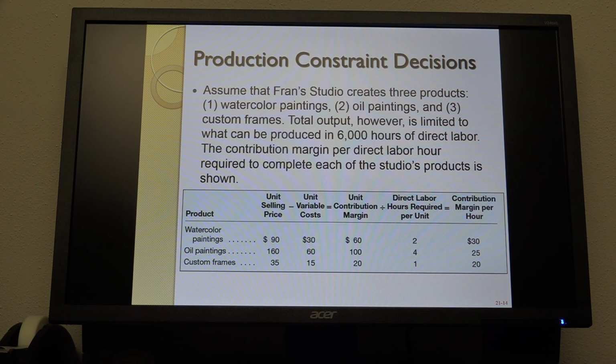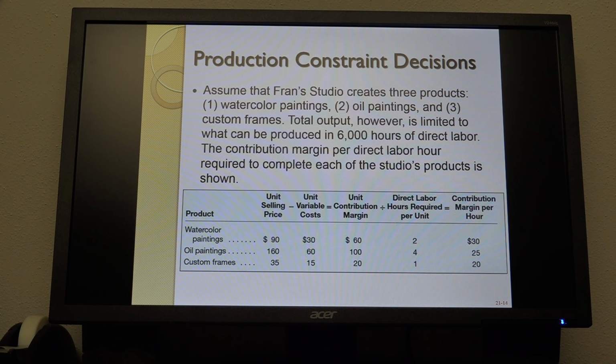watercolor paintings. Okay, so you got your unit selling price minus unit variable costs to come up with the unit contribution margin. And what they do is they divide the unit contribution margin into the direct labor hours required per unit, because what's relevant to their decision is what is the highest contribution margin per hour for each product.